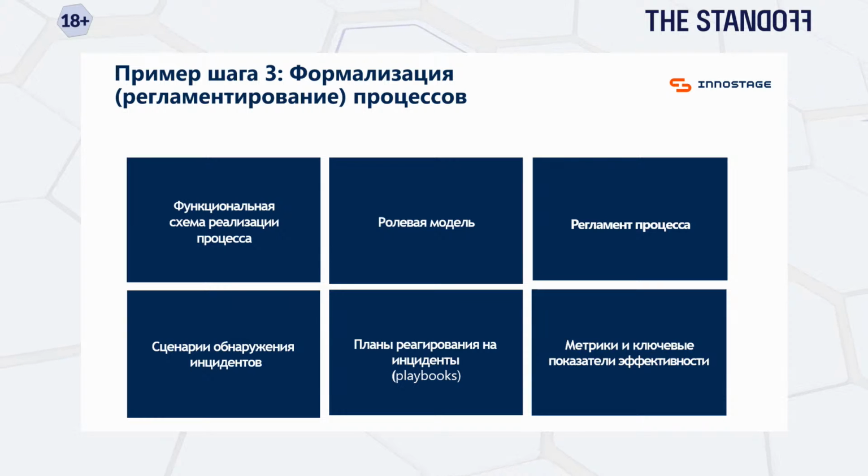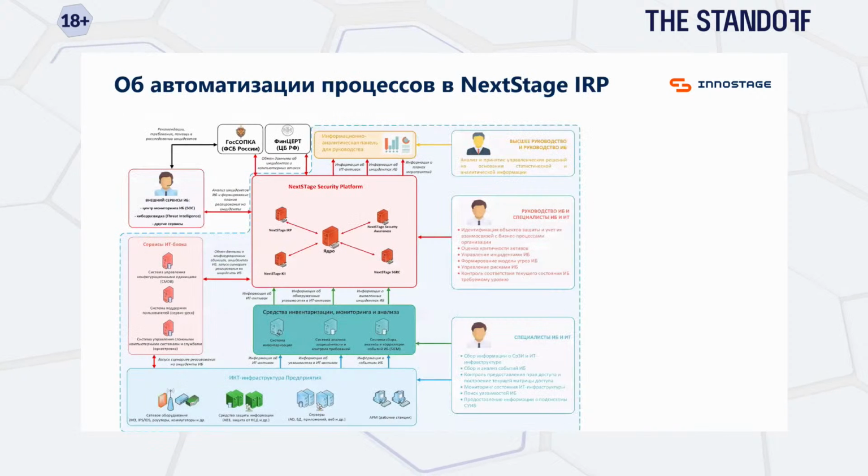And once you've covered the first 3 steps, once we have created the metrics, once we have created the so-called playbooks, you regulate the process. And here are examples which types of documents are required to prepare to more effectively prevent and respond to the incidents. And automatically you move to step 4.